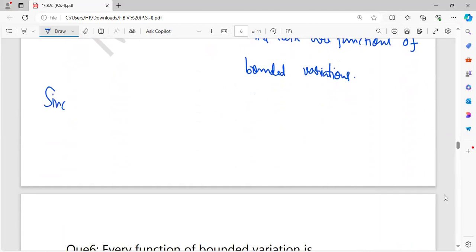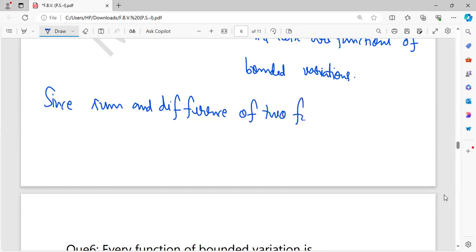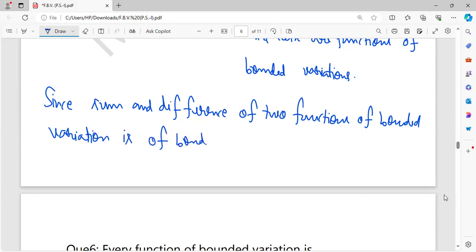Since sum and difference of two functions of bounded variation is of bounded variation.